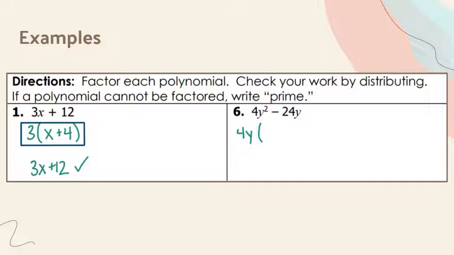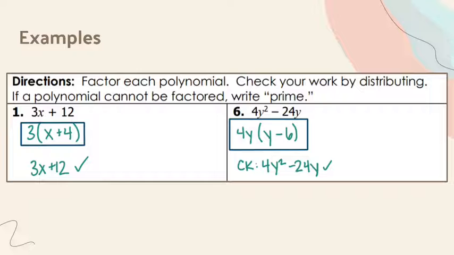4y squared divided by 4y leaves us with just y. 24y divided by 4y leaves us with 6. Now we want to check our answer. 4y times y is 4y squared, and 4y times negative 6 is negative 24y. That's the same as what we started with, so this is the correct answer.